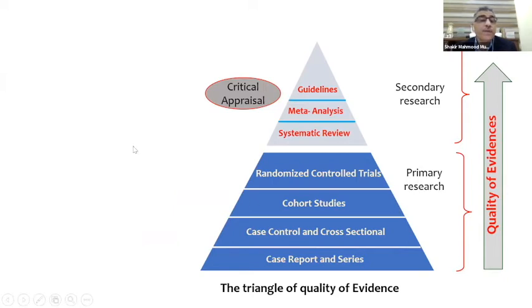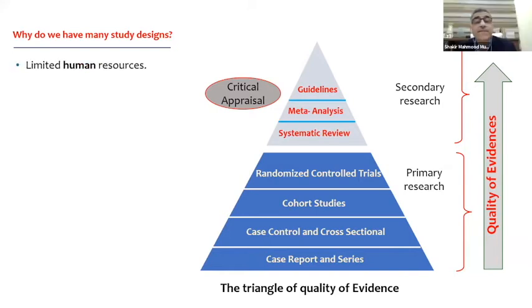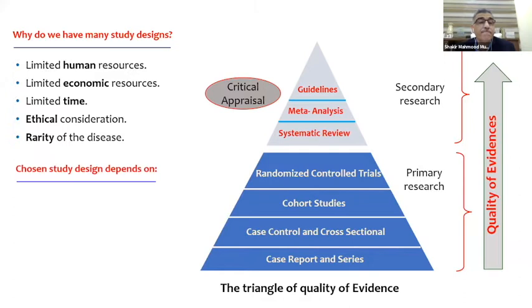One may ask, why then do we have so many study designs as far as the most important one is randomized controlled trials? We have so many designs because each one of these designs, as we are going to see, has its own requirements. And we may have limited human resources, limited economic resources, limited time, ethical considerations that prevent us from doing, for example, some randomized controlled trial, and sometimes rarity of the disease prevents us from doing cohort or randomized controlled trials.